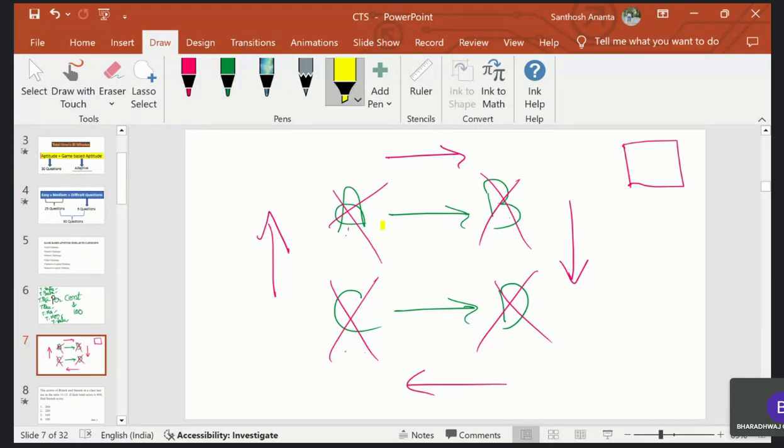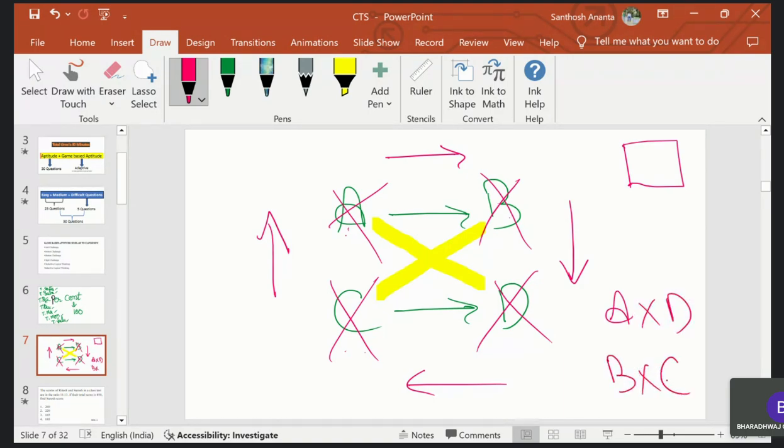And next, cross multiplication. Cross means opposite direction, right? Now the numbers A and D are in which direction? Opposite direction, so you need to multiply these two numbers. Next, B and C are in opposite direction, so you need to multiply these two numbers. If the given two numbers are in opposite direction, we multiply them.